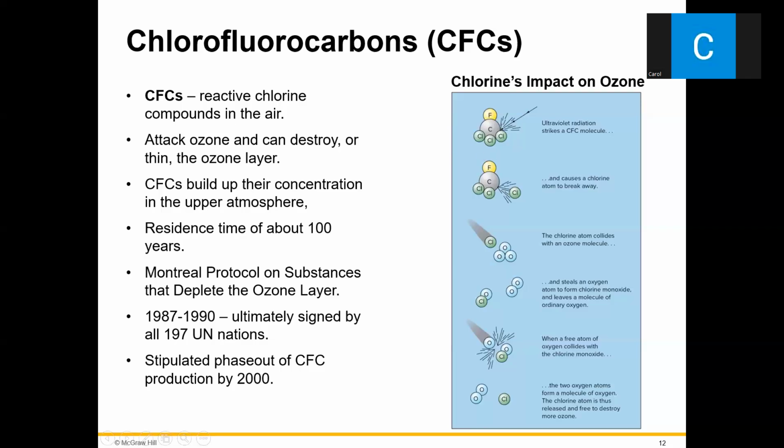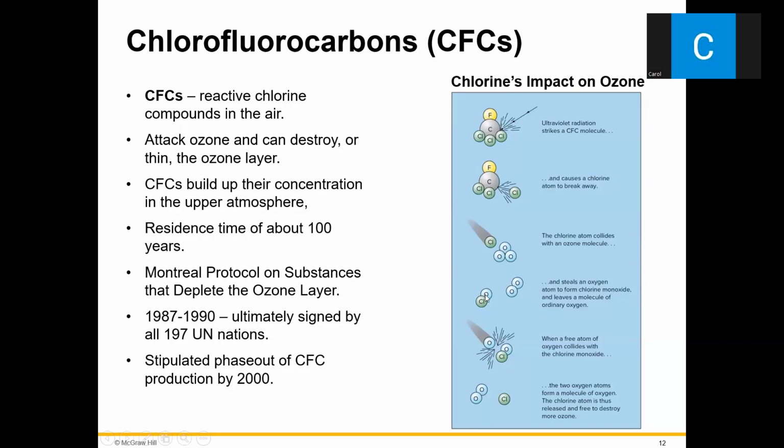So here's how that happens. UV rays hit the CFC, which is three chlorine atoms with a carbon and a fluorine. The chlorine atom comes off, hits the ozone, and bonds with one of the oxygen atoms. So now we have normal oxygen and then a chlorine monoxide molecule.